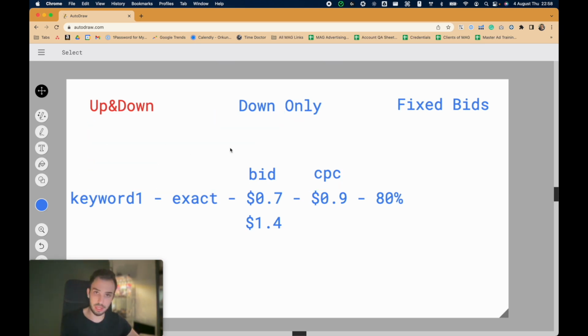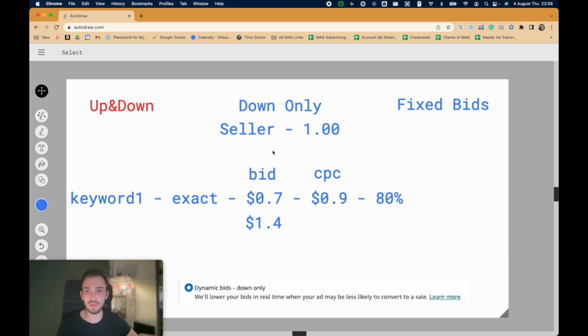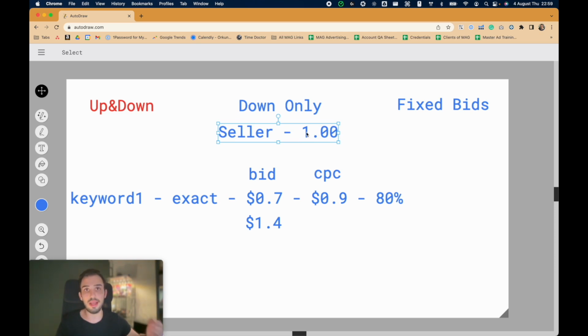With down only, Amazon is actually only lowering your bid. They are not actually lowering your bid. What's happening is that you're just winning the auctions, and if the auction is super expensive, let's say the top spots have cost per clicks going to $3, $4, and you are only bidding $1, then Amazon is basically not going to put you in an auction, just because you won't be able to win it eventually.